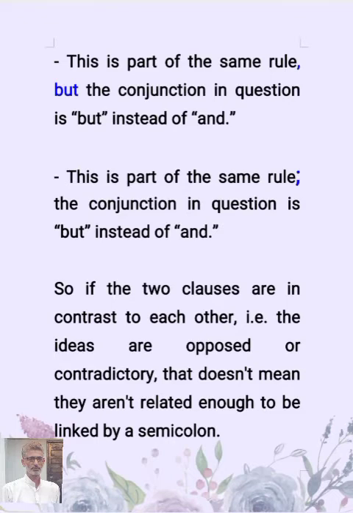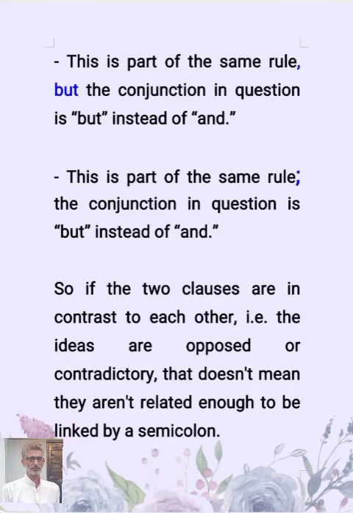This sentence can be written by removing the but and using a semicolon in its place. Thus the sentence becomes, this is part of the same rule; the conjunction in question is but instead of and. But has been removed and a semicolon is used in its place between the two clauses.